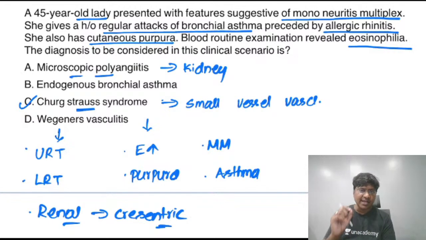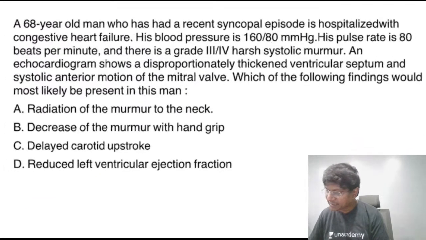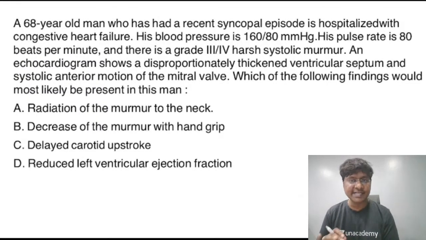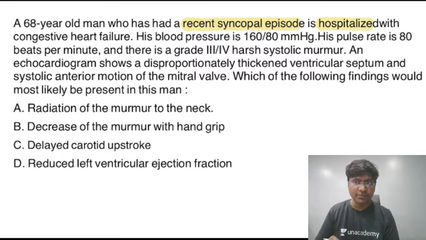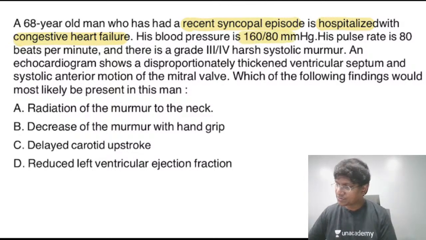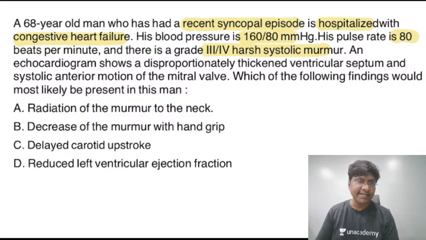One last quick question and then we will wind up this session. A 68-year-old man who had a recent syncopal episode is hospitalized with congestive heart failure. His blood pressure is 160 by 80 millimeters of mercury. Pulse rate is 80 beats per minute, and there is a grade 3/4 harsh systolic murmur. Echocardiogram showed a disproportionately thickened ventricular septum and systolic anterior motion of the mitral valve.